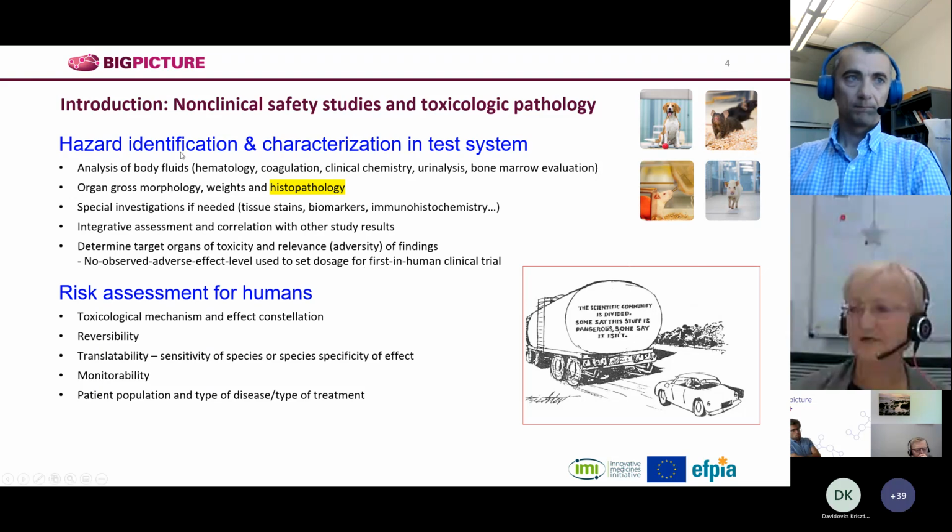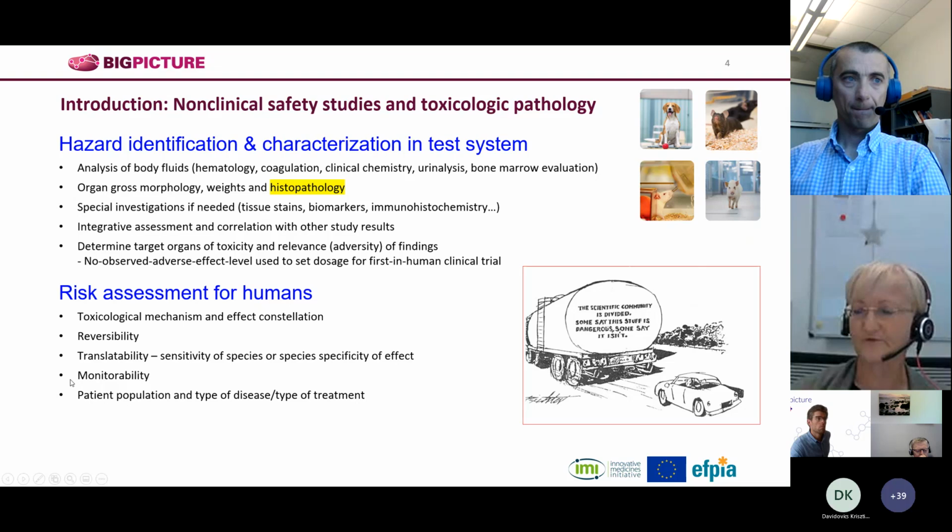But we are not only looking at these animals, we are asked to investigate toxicological mechanisms leading to those changes, to assess reversibility of the findings, and to look at the translatability. What is the relevance of what we see in an animal for humans? Can that also be seen in humans, or is it something species specific? We also look at the monitorability of findings.